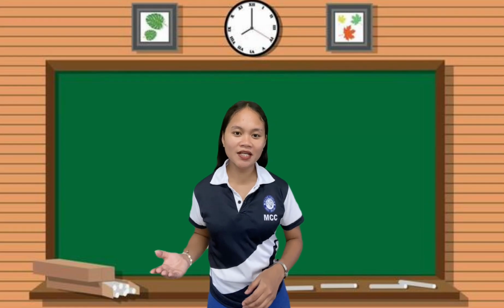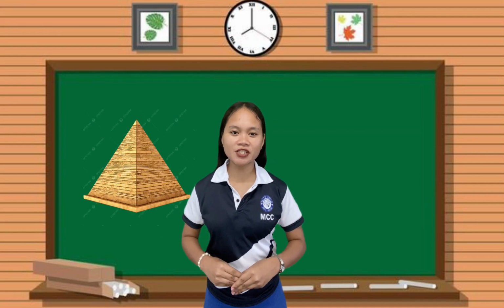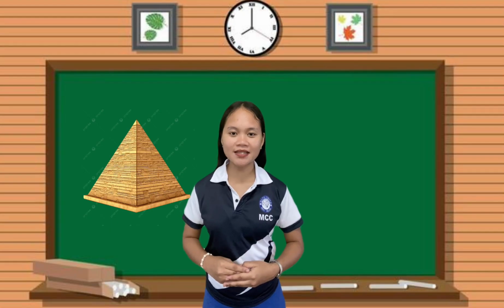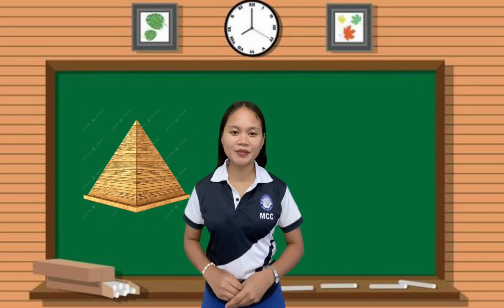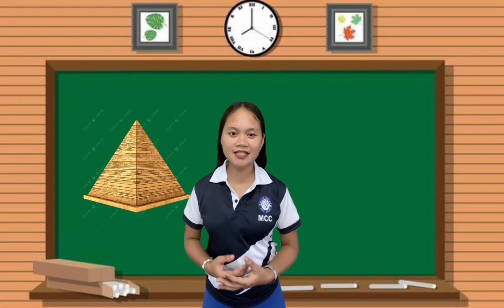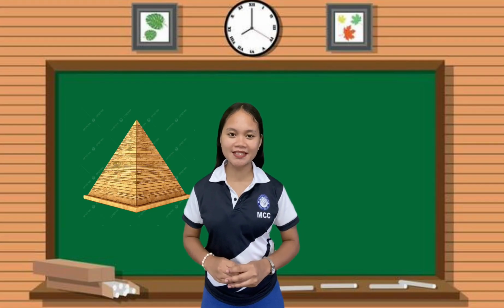Now let us look at a pyramid. This shape has a square base and 4 triangular faces that meet at the apex. Students can easily identify the pyramid visually, but their understanding will deepen as they explore its properties more closely.